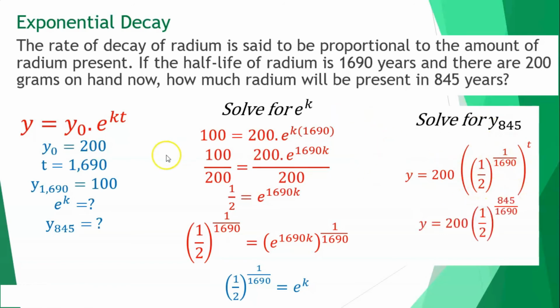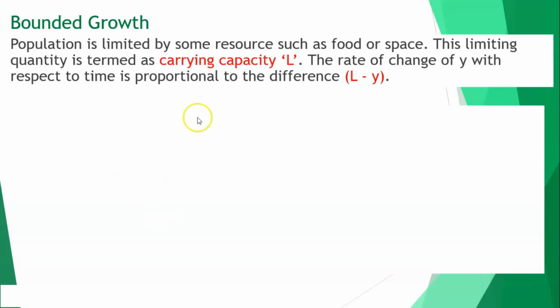So since our t here is 845, so 845 over 1,690, using our calculators, we'll end up with 141.4.